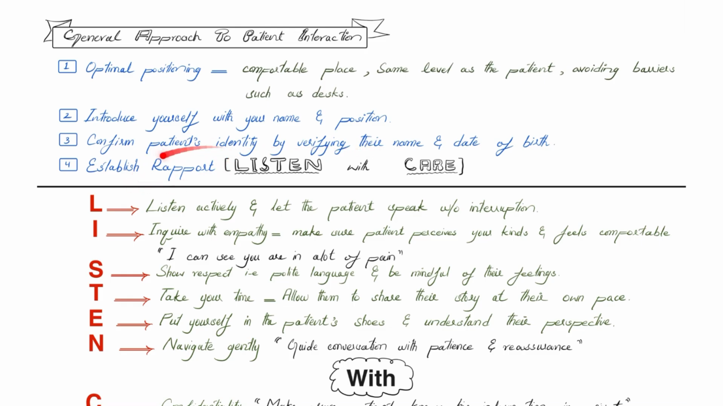And that is done with the mnemonic LISTEN WITH CARE. L stands for listen actively and let the patient speak without interruption. So how can you show the patient that you are listening actively and attentively? That is by nodding your head occasionally, leaning forward and facing the patient, eye contact, a relaxed body and uncrossed arms, and giving some facial expression.